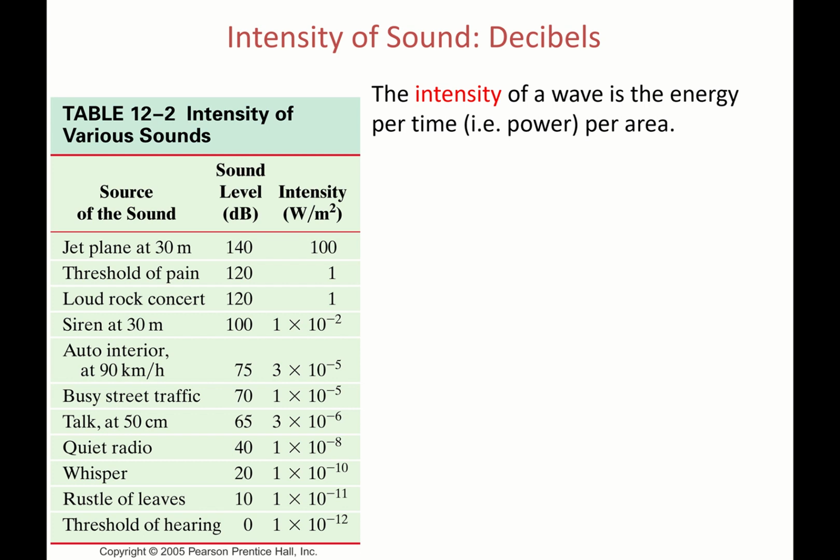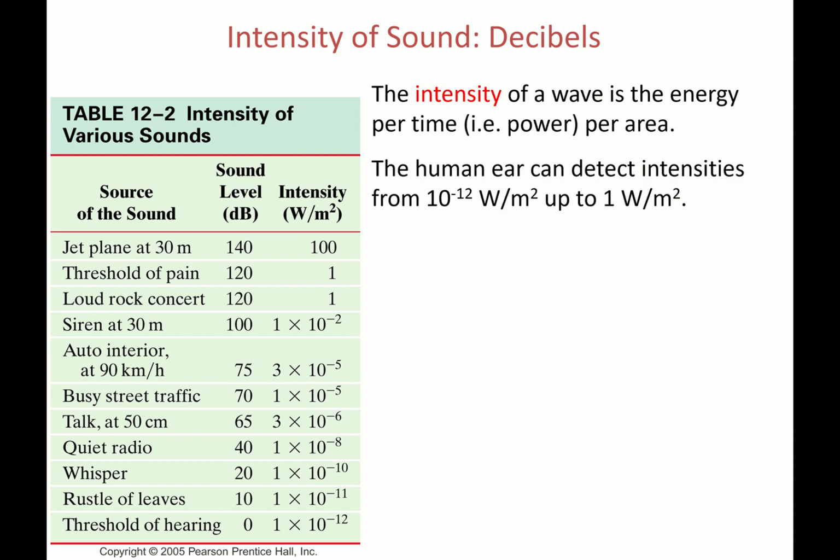So if you look at the table there on the left, you can see that the intensity of various sounds that we hear, like the rustling of leaves, is 1 times 10 to the minus 11 watts per square meter, all the way up to a jet plane, which is 100 watts per square meter. Those numbers vary by an awful lot, and it's sort of hard for us to wrap our brain around the intensity. We can hear from the very lowest sound that a good human ear can detect, 10 to the minus 12 watts per square meter, all the way up to 1 watt per square meter without feeling pain. If you get close to a jet engine, you might blow your eardrums.